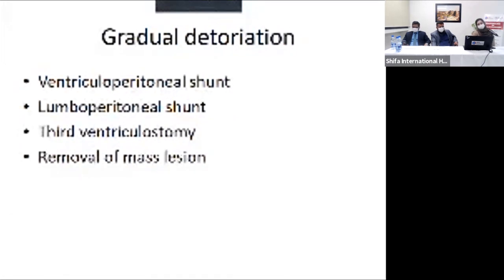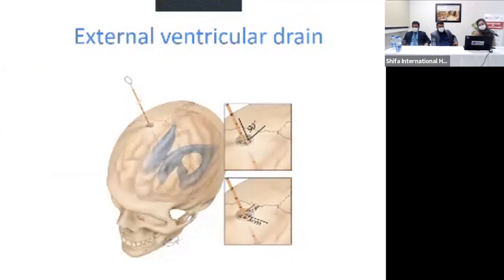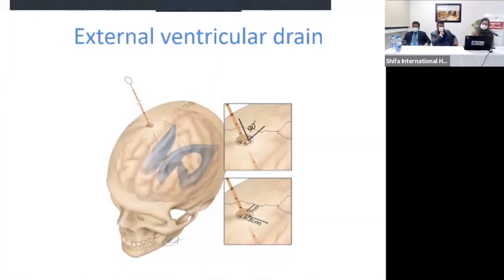This illustration is showing an external ventricular drain where a catheter is passed into the frontal horn of the lateral ventricle. This catheter is then connected to a chamber externally that drains the CSF from the ventricles. This can be done as an emergency procedure, also can be done at the bedside under local anesthesia, and is a life-saving measure.